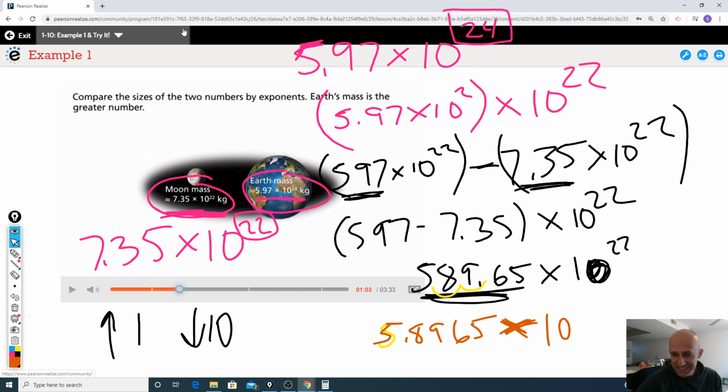5.8965 times 10, and you're going to add those two to the exponent right there. 10 to the 24th.